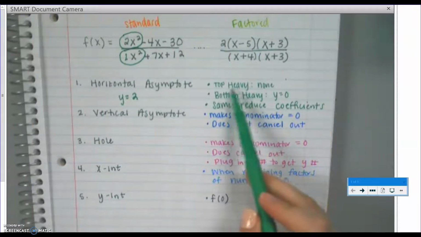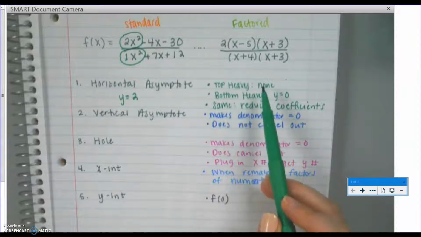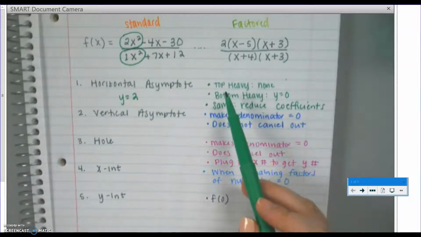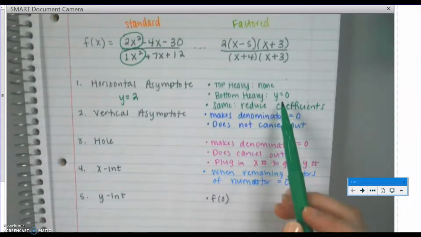If it was top heavy, if my numerator had a higher exponent, there's no horizontal asymptote. When it's bottom heavy, if there's more x's in the denominator, then it's always 0.